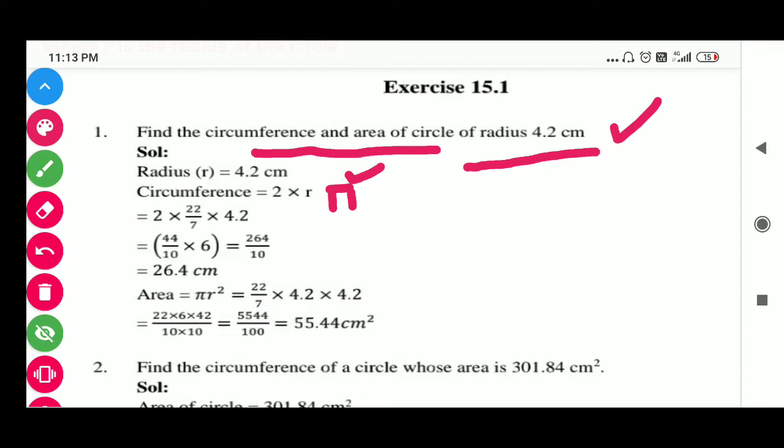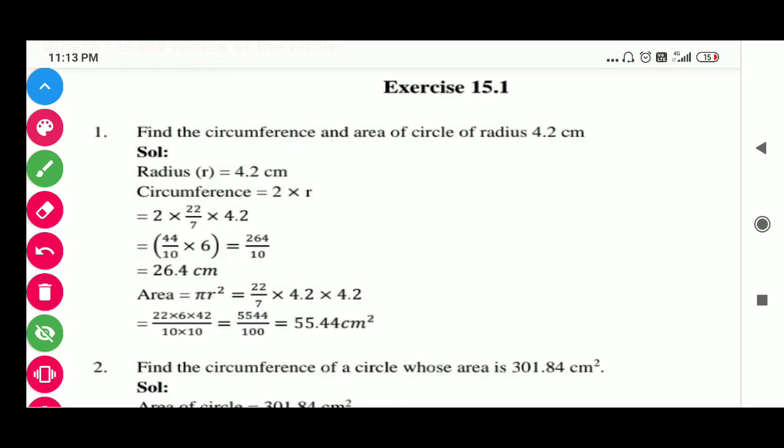So here we get 2 into 22, 44, divided by 10 into 6, because 7 and 6 will cancel, 7 sixes are 42, and here decimal will be 1 place from the right as 1 over 10. In this way we get 26.4 centimeter. This is the circumference of circle.